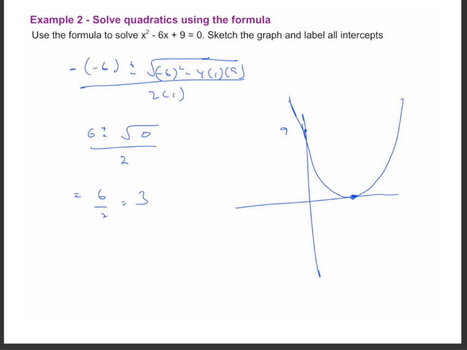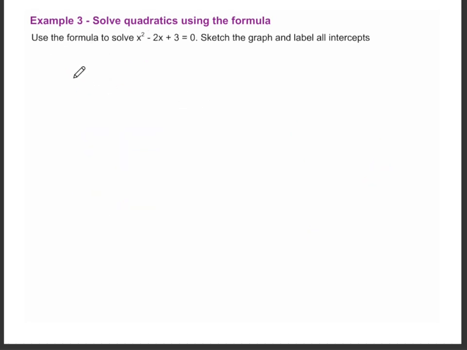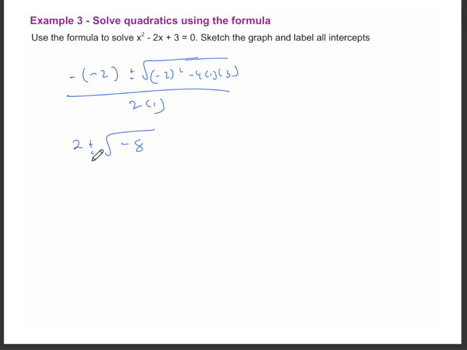Now one last example, x squared minus 2x plus 3, again the same thing. We'll do the same thing with this as well, where negative negative 2 plus minus square root of negative 2 squared minus 4 times 1 times 3, all over 2 times 1. This is going to give me 2 plus minus square root of negative 8 over 2. And as you know, you can't square root any negative number. So negative 8 is not square rootable, and so there's not going to be any answers for this.